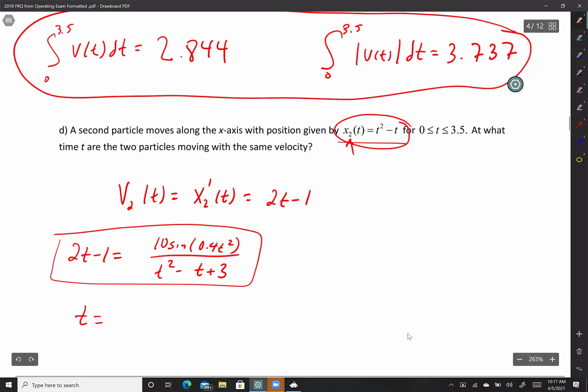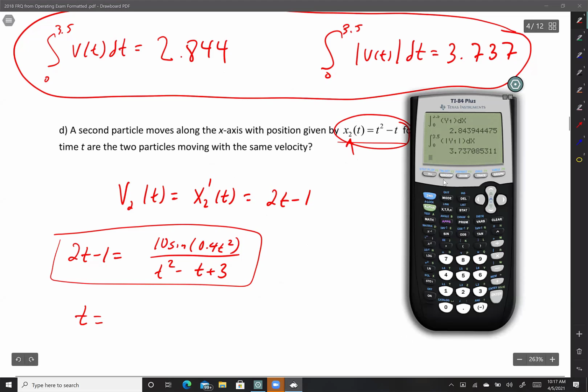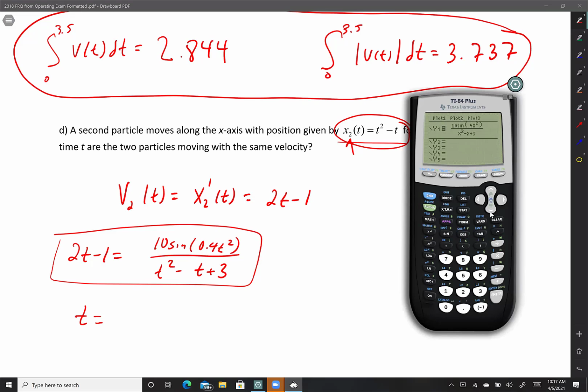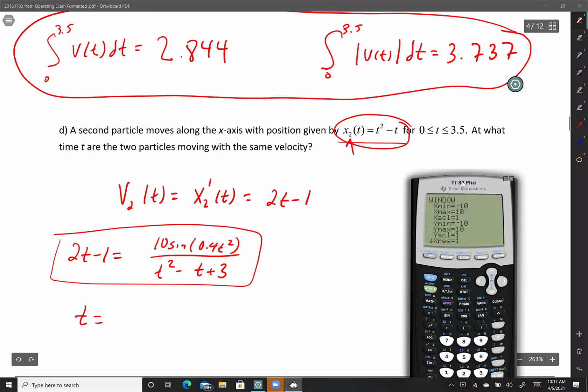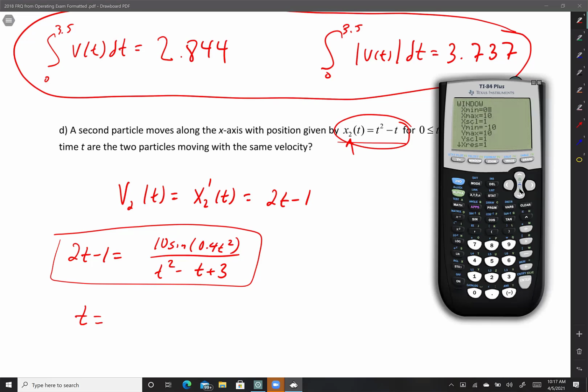So I'm going to go to y2. Here's my calculator. I'm going to go to y equals, and on y2, I'm going to type in 2x minus 1. I want to know where they intersect. So I click on window, and you only care between 0 and 3.5. Chavez, how do I tell what to make the y values?